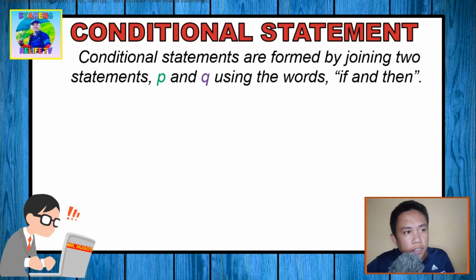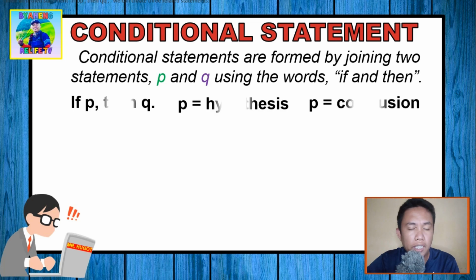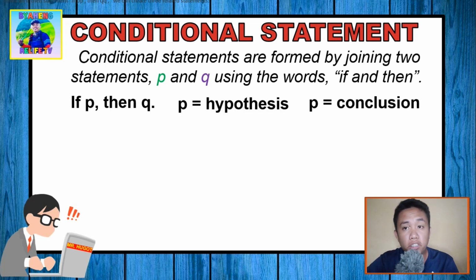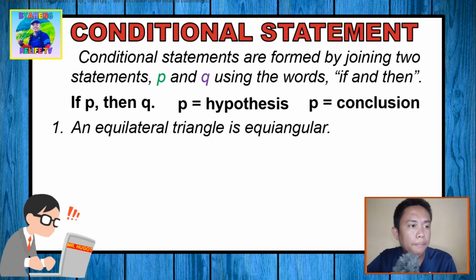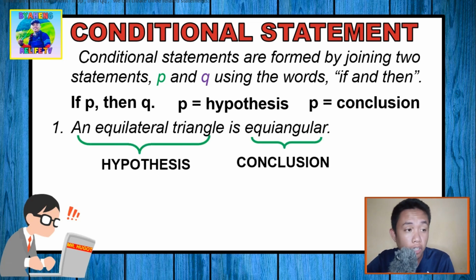So conditional statement is a statement formed by joining two statements P and Q. We're using if and then. So if P then Q. Dito po ang P ang hypothesis natin, samantalang ang Q naman ang ating conclusion. Medyo nagkamali lang guys sa sulat. Should be Q, okay? So for example, we have an equilateral triangle is equiangular.